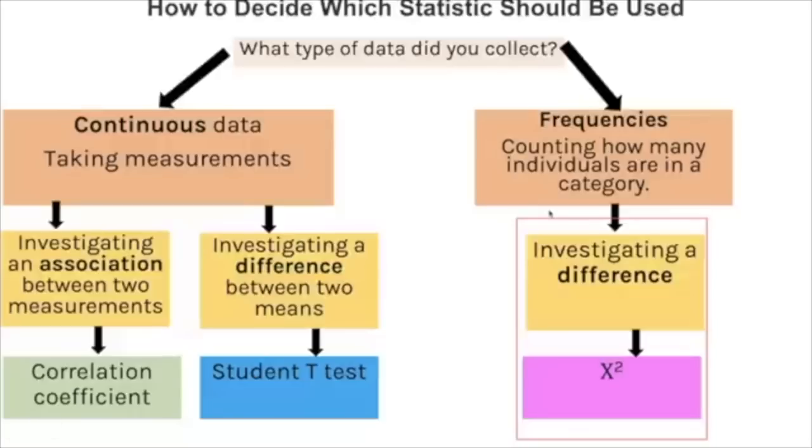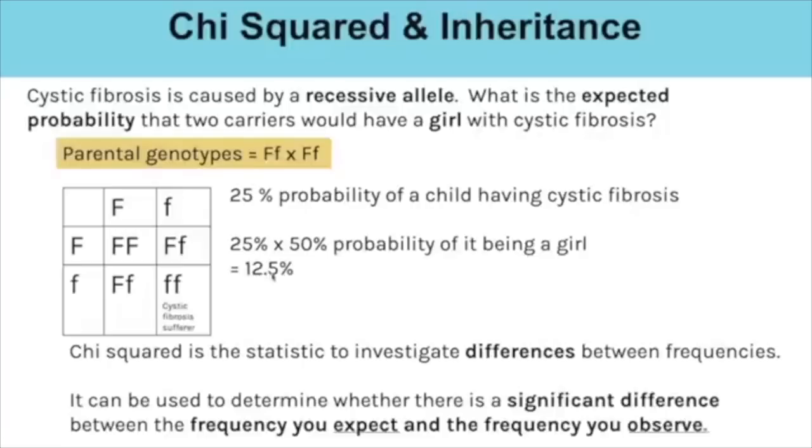Now you also need to be able to see how chi-squared, the statistic, can link to inheritance. So chi-squared is used when you're investigating differences, but it's when your data is based on categories and frequencies. So if we go back to the very first example we had in this video, this is what we were looking at, the probability that 2 carriers would have a girl with cystic fibrosis. And we said we would expect the probability to be 12.5%. Now, chi-squared is the statistic used to investigate the differences between frequencies, but more specifically to determine whether there is a significant difference between the frequency we expect from our Punnett square and the frequency you actually observe.